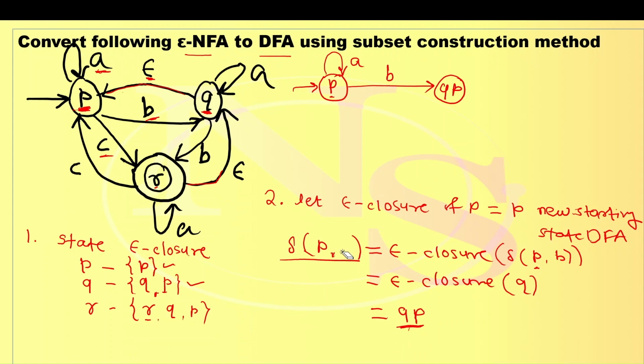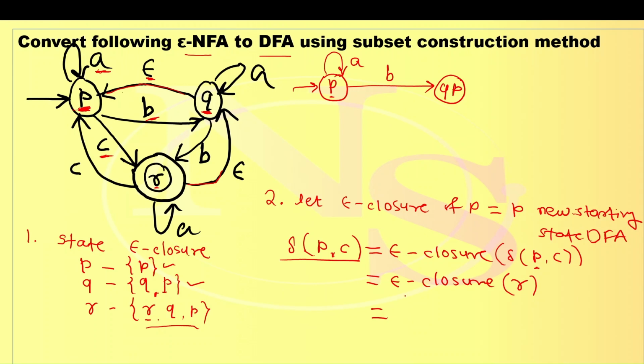Then, similar process, write down here C. As there are three input symbols A, B, C, we have found transitions for A and B. Now we'll be finding the transition for C. So P reading C, where is it going? Check the existing epsilon NFA, and based on that find out the transition. P has a transition for C going to R. Then epsilon closure of R, what is it?